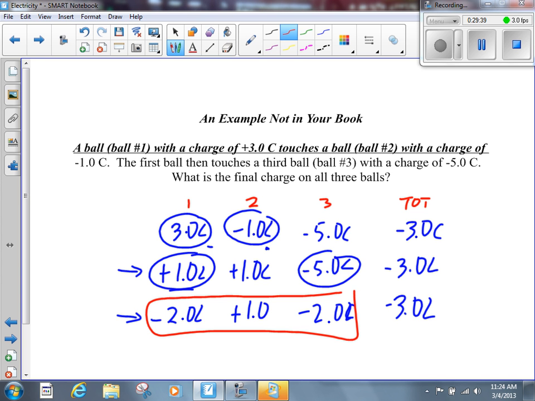Over this unit, we're going to see quite a few implications of the law of conservation of charge. This is probably the simplest, most basic implication that we'll see.